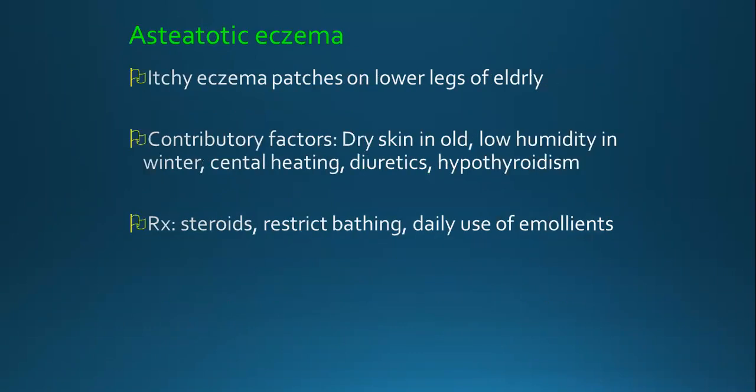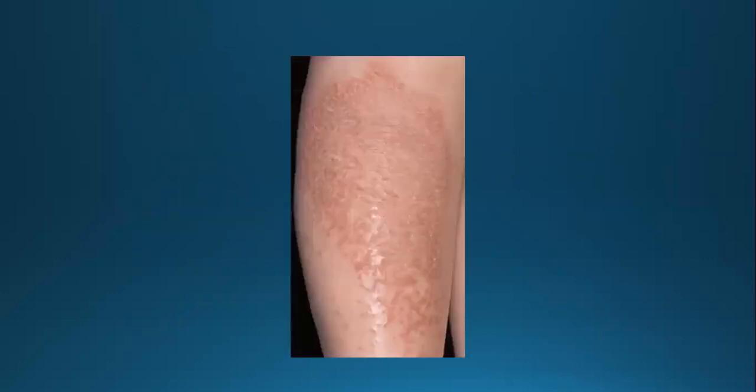Asteatotic eczema, or the dry eczema, usually occurs as senile eczema, itchy eczematous patches and plaques on the lower legs of the elderly. Contributory factors: dry skin in old age, low humidity in winter, central heating, diuretic use, hypothyroidism. These all add up to the effects of this asteatotic eczema. Then treatment: steroids, restrict bathing, restrict use of too much hot water, daily use of emollients. This is asteatotic eczema on the lower limb.